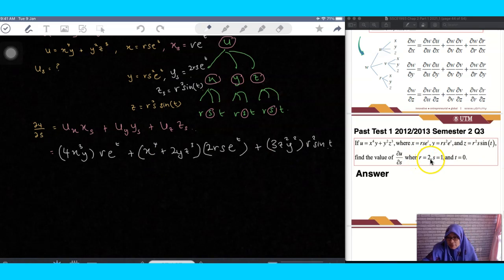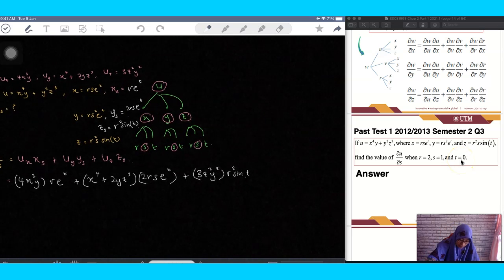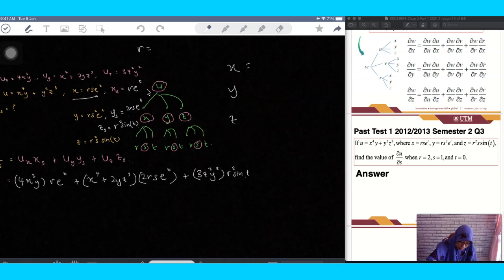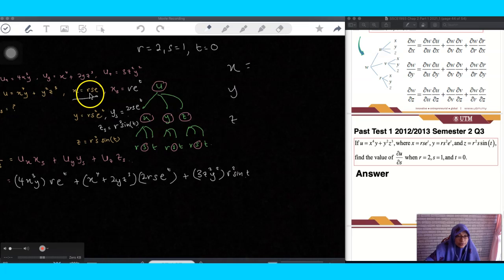Because they give you the values, you have to evaluate. Find the value when r is 2, s is 1, t is 0. So meaning that you can obtain the value of x, y, z by substituting all the r, s, t. Look at the first one, x. R is 2, s is 1, t is 0. Substitute the values, you got 2, e^0 is 1, so you got 2. X is 2.